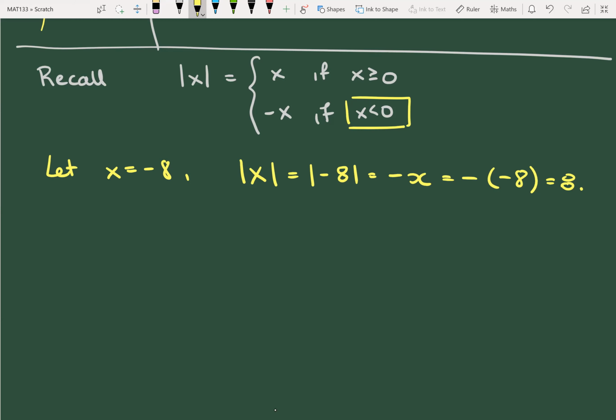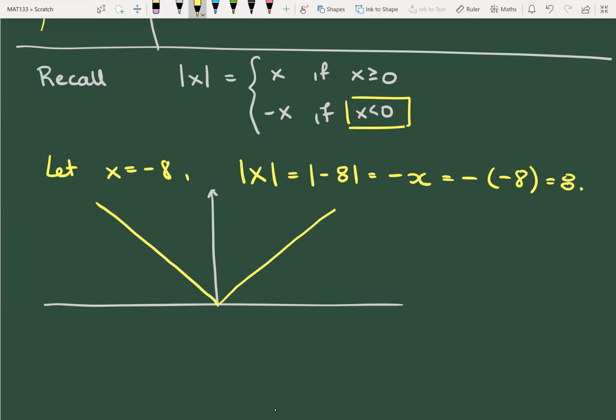Does that kind of make sense? And in fact, here's another way of seeing this. You guys know what the graph of the absolute value looks like, right? It looks like this. Well, this is y equals x when x is greater than or equal to 0, and this is y equals negative x when x is less than 0, like that.